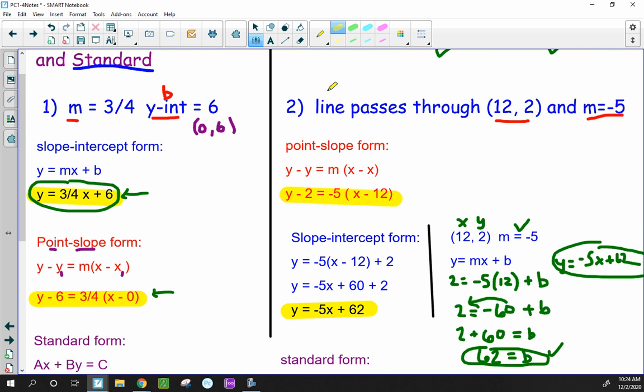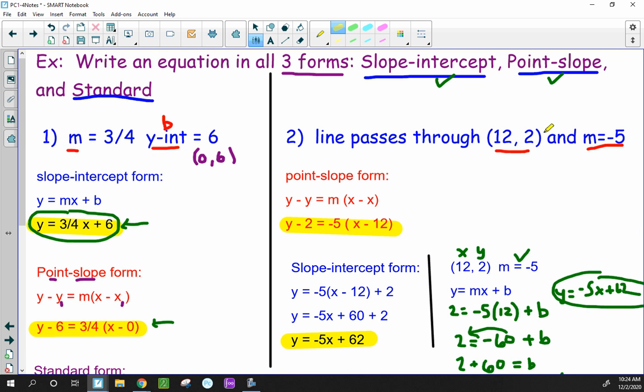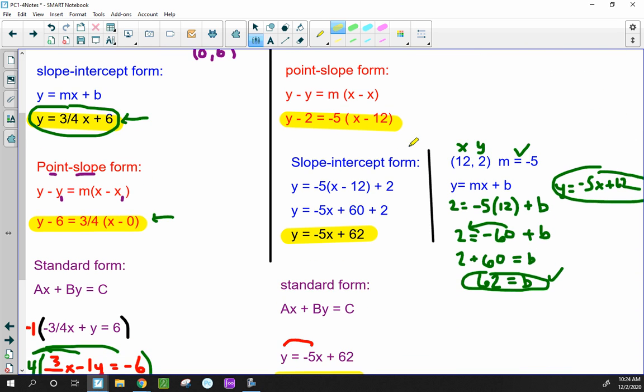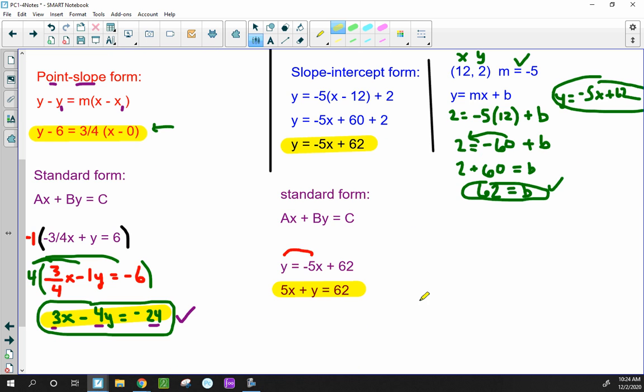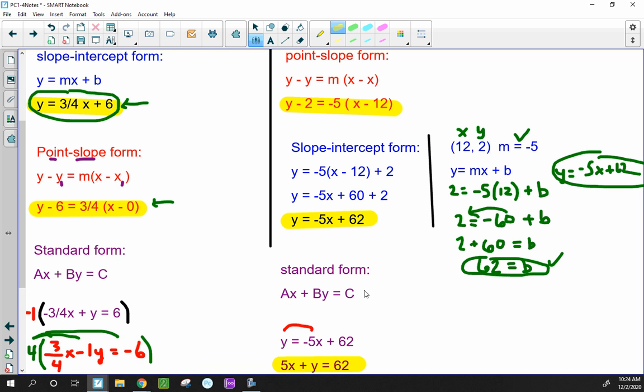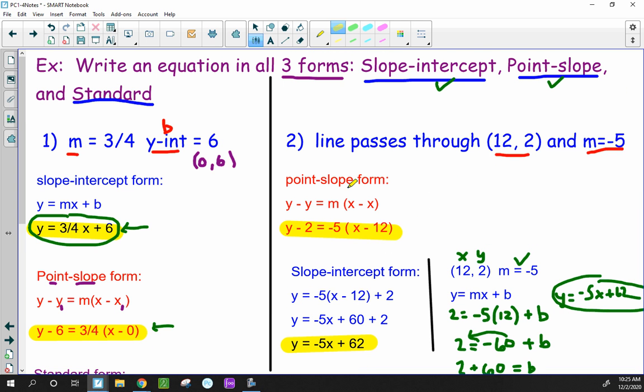So for number 2, write an equation of a line that passes through (12, 2), and the slope is negative 5. Here's my point slope answer, here's my slope intercept answer, and here's my standard form answer. Again, all 3 of them look different, but they're the same answer. This one is the one I would use if I had to graph it. I would have to go up to 62 on the y-axis, and then I would have to rise negative 5 and run 1. Again, on your practice sets, in the directions when you open up Canvas, I've been specific as to which ones I want you to write all 3 ways. So just follow the directions.